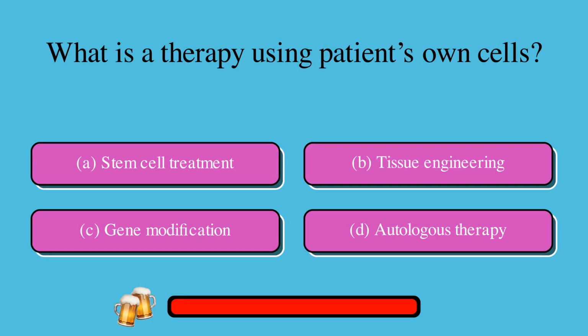What is a therapy using patients' own cells? A. Stem cell treatment, or B. Tissue engineering, or C. Gene modification, or D. Autologous therapy? The correct answer is D. Autologous therapy.